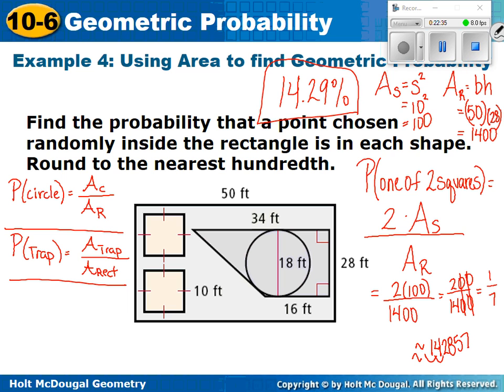Everybody clear there? Okay, I'm going to promise you that some of these problems are going to be a little harder on your homework as far as calculating areas go. But the concept is the same. Just what you want over the total to find your probability. Any questions on 10.6? Okay. 10.5. Go to 10.5.